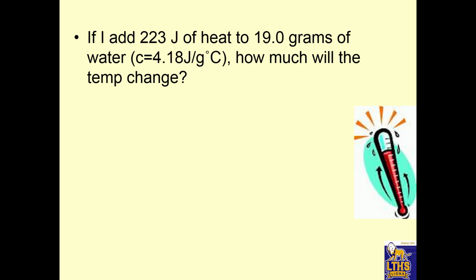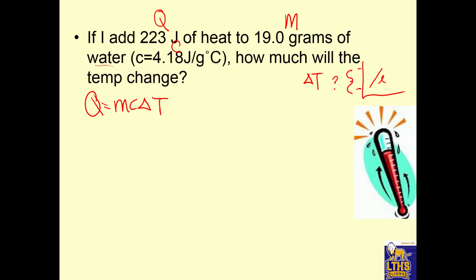Okay, so now we got to apply this equation. So let's see what's happening here. We're adding heat, all right, to a mass of a substance. And we're given the specific heat, and it's water. How much will the temperature change? So if we had to sketch a graph for this, it doesn't say there's a phase change going on, right? And it says water, so we can assume it's a liquid. So to sketch a graph, the graph will look like this. And this is going to be liquid H2O, and this is what we're trying to find, the delta T. So Q equals MC delta T. You should always write down the equation you're using. We know the Q is 223 joules. We know the mass is 19 grams. We know the specific heat is 4.18 joule for every gram degree Celsius.